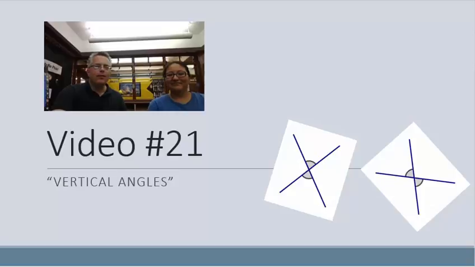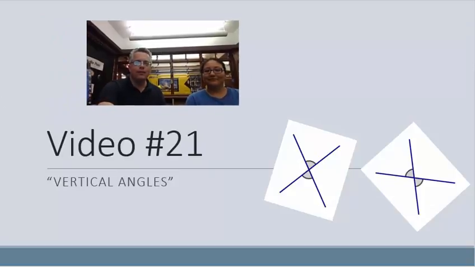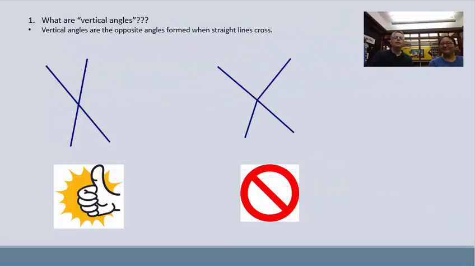So first, we want to talk about what vertical angles are. So here's our first slide. We'll talk about what vertical angles are and what vertical angles aren't. This first picture shows two straight lines crossing. Vertical angles are the opposite angles formed when two straight lines cross.